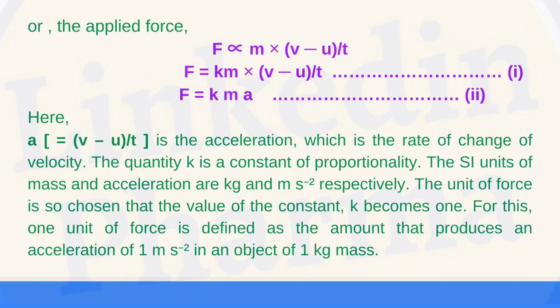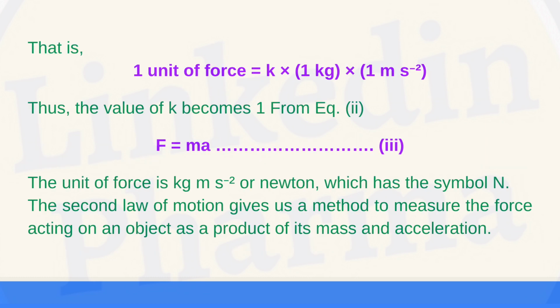change of velocity. The quantity k is a constant of proportionality. The SI units of mass and acceleration are kilogram and m/s² respectively. The unit of force is so chosen that the value of the constant k becomes 1. For this, 1 unit of force is defined as the amount that produces an acceleration of 1 m/s² in an object of 1 kilogram mass. That is, 1 unit of force equals k into 1 kilogram into 1 m/s². Thus, the value of k becomes 1.